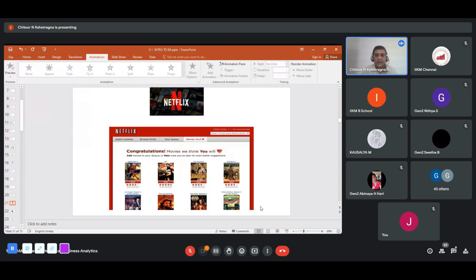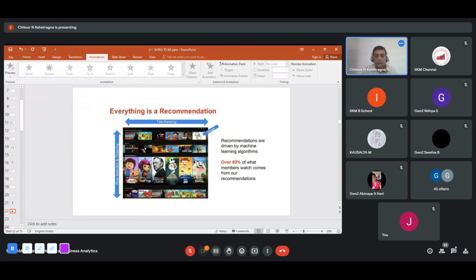Again, the concept is the same. Again, machine learning or algorithm. And what Netflix comes back and says is the next film you watch. This is what Netflix got as a finding: 80% of what members watch comes from our recommendation. So how do you think they're able to precisely recommend? Because they're forming what is called a consumer prototype.